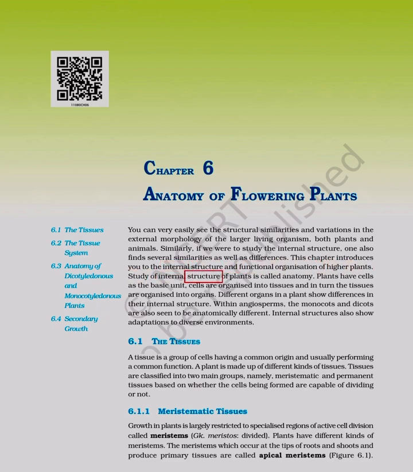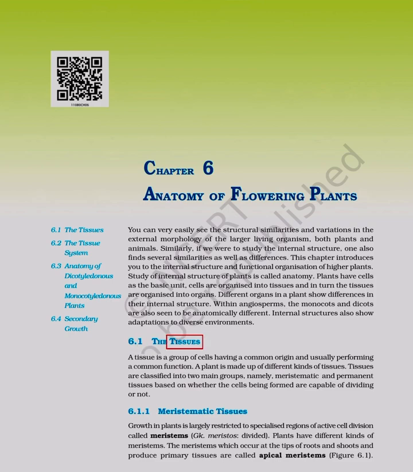Study of internal structure of plants is called anatomy. Plants have cells as the basic unit. Cells are organized into tissues and in turn the tissues are organized into organs. Different organs in a plant show differences in their internal structure. Within angiosperms, the monocots and dicots are also seen to be anatomically different. Internal structures also show adaptations to diverse environments.